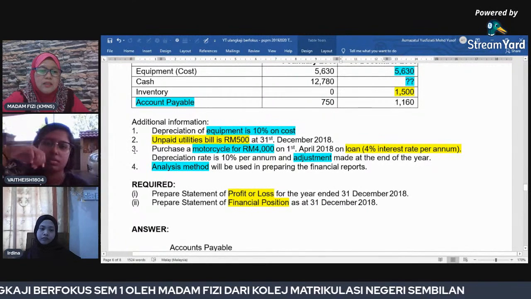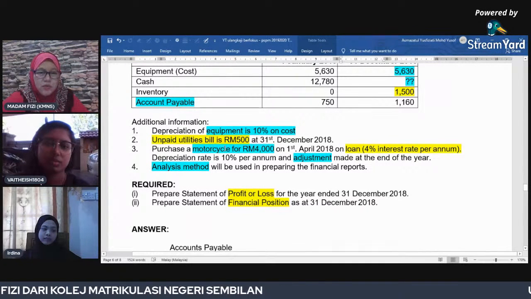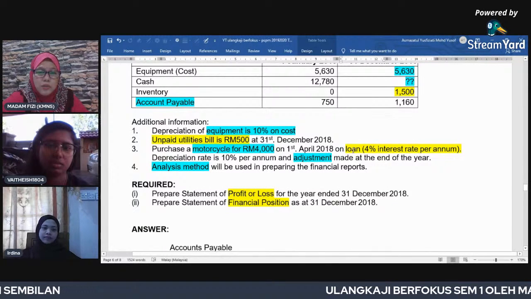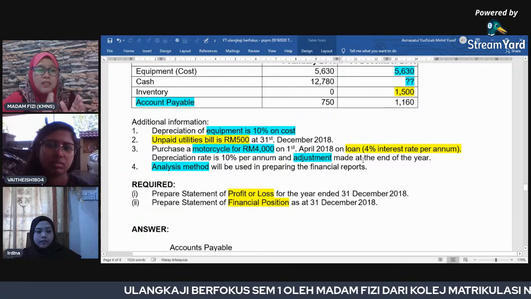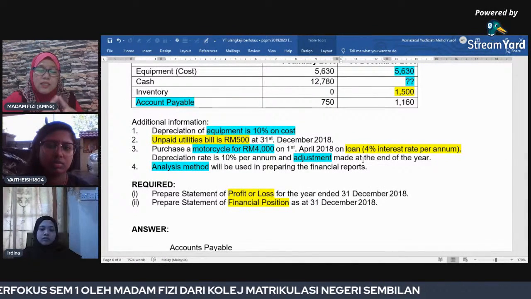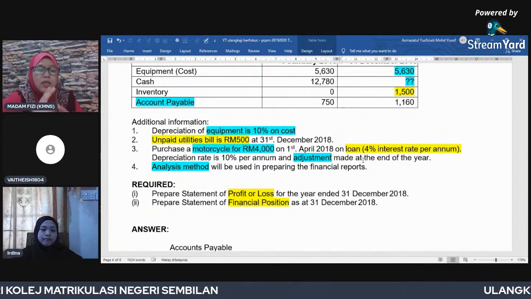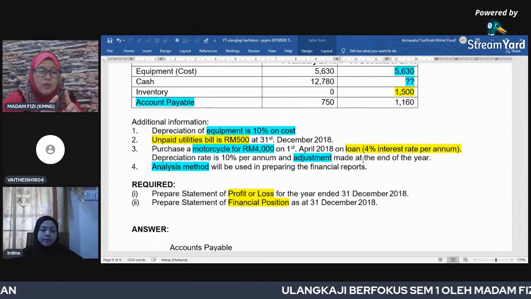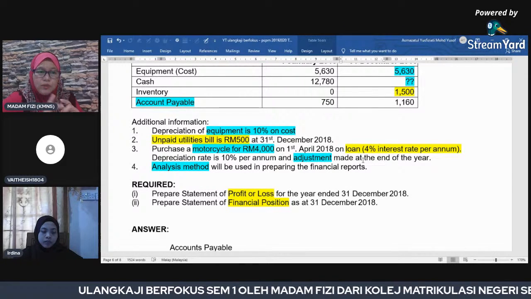Okay, and the third additional information is purchase a motorcycle for 4,000 on 1st April 2018 on loan 4% interest rate per annum. Okey, dekat sini ya, ayat pendek saja. Purchase a motorcycle is asset, on loan is liability. So there are two transactions that you have take into consideration. One is the asset and another one is liability, that is loan.